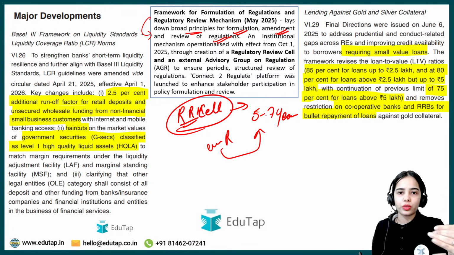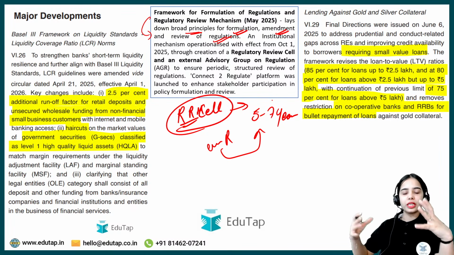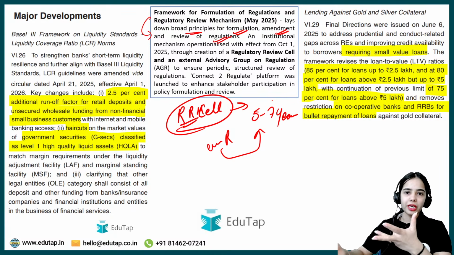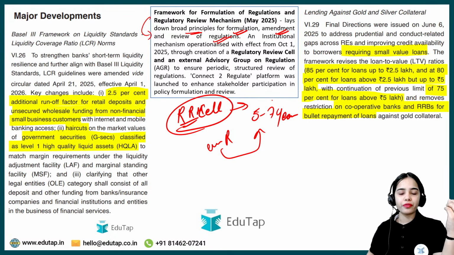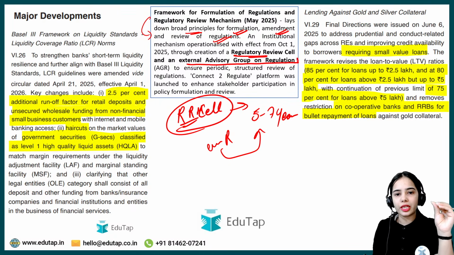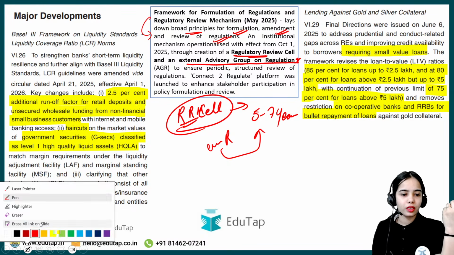every regulation should be reviewed in 5 to 7 years. So whatever regulations the RBI has made new, or the previous regulations, they should be reviewed every 5 to 7 years. So it was said, for that the regulatory review cell was created, as well as an external advisory group on regulation. It was also formed.